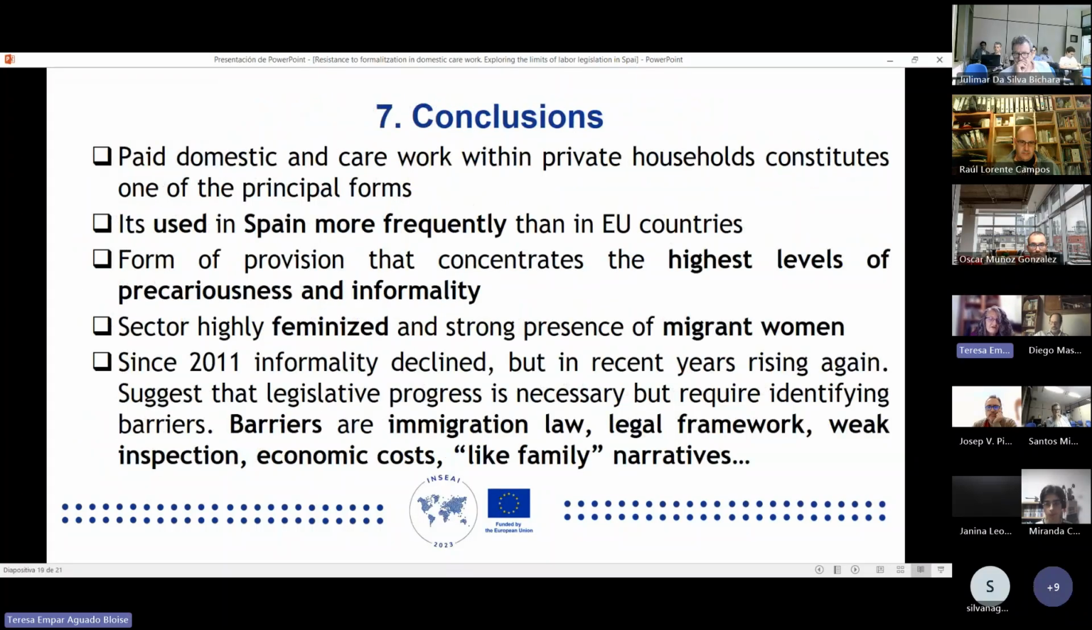And to finish, the conclusion: domestic and care work within private households is central to the Spanish care regime, but also the segment with the highest levels of precariousness and informality. It is a deeply feminized and migrant-led sector. Legal reforms since 2011 have been necessary and positive, but they address only one dimension of the problem. Structural barriers remain largely intact.